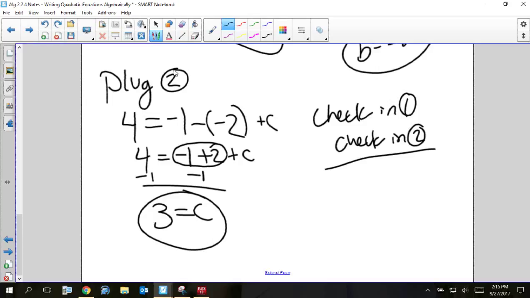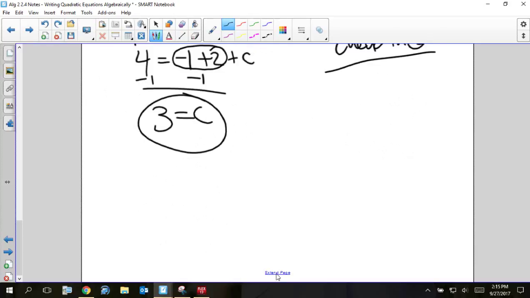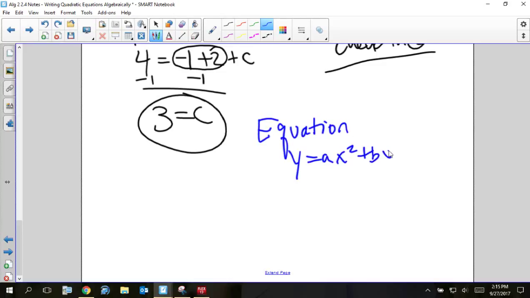Okay, so our solution is an equation. Our final answer is an equation. So what you're going to do is write the equation y equals ax squared plus bx plus c, but you have to put in the a, the b, and the c. So our final answer is going to be y equals, and then a was what number? -1, so we'll do negative x squared. And then b was -2, so minus 2x. And then c was 3, plus 3.